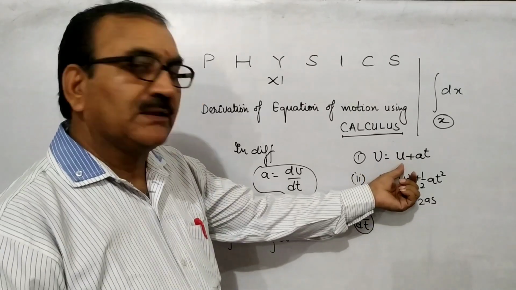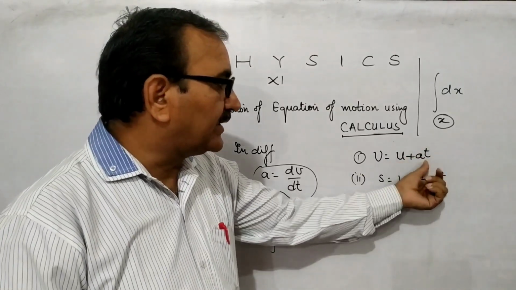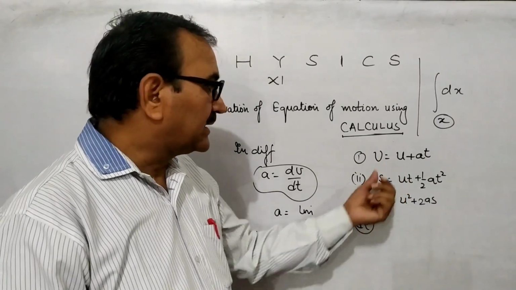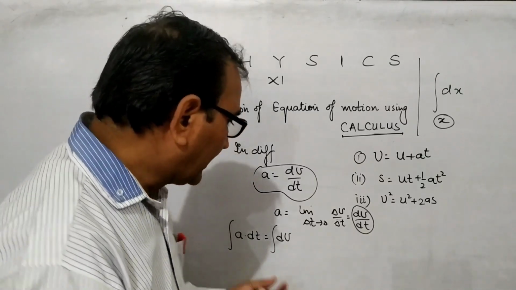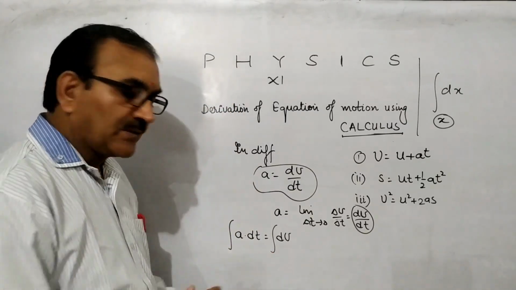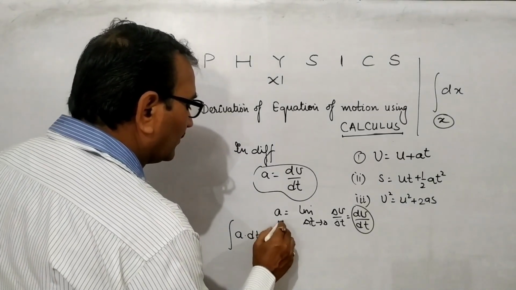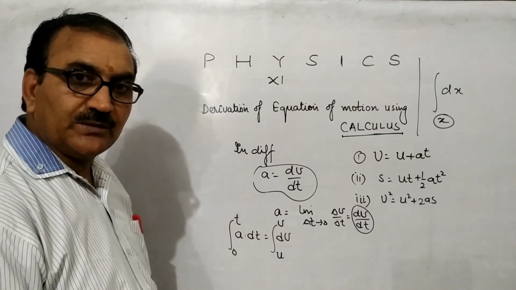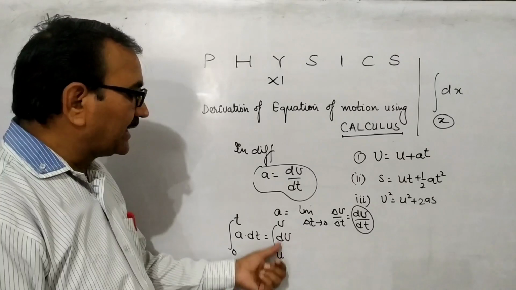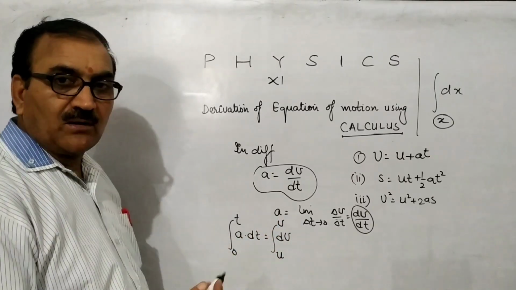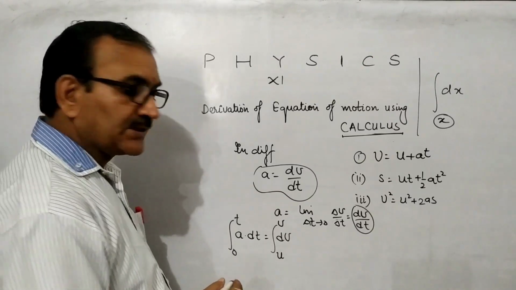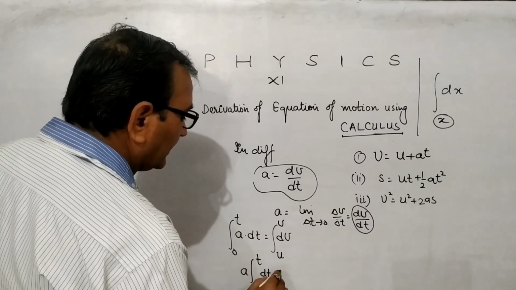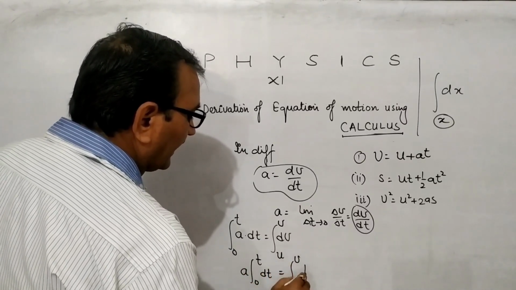which is moving with initial velocity u, and after time t, as time goes on increasing, velocity will also change, and this is the final velocity. So here we will calculate velocity from initial u to v, in how much time? In 0 to t. As time increases, velocity also changes. Here a is constant because the object is moving with constant acceleration. So take a as common here, with limits 0 to t, so this is dt is equal to integral from u to v of dv.